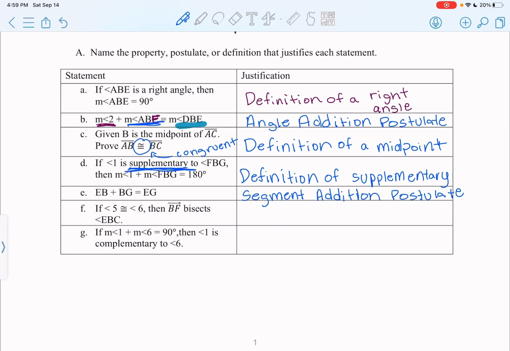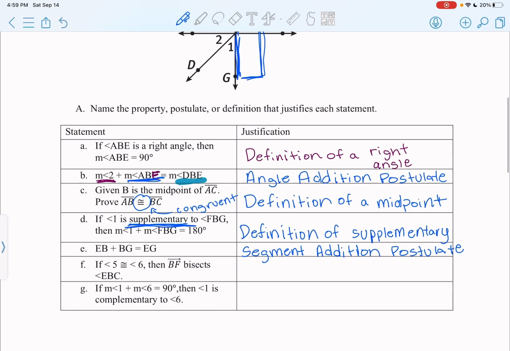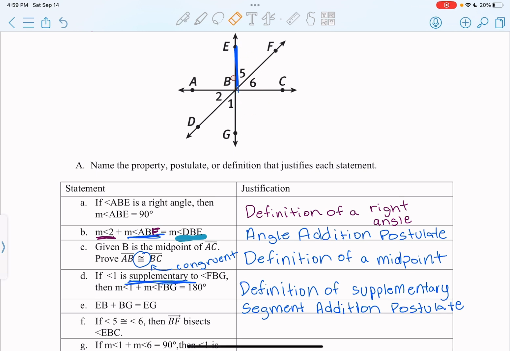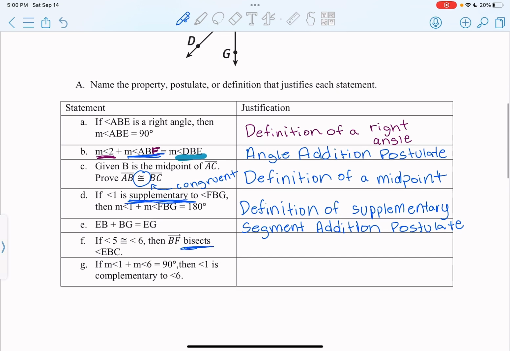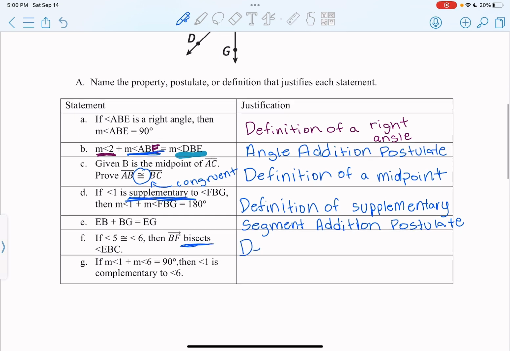In F, it says if angle 5 is congruent to angle 6, then BF bisects angle EBC. Remember, bisects means a ray that cuts an angle in half, creating 2 congruent angles. So if we know that angles 5 and 6 are congruent, that must mean that BF bisects angle EBC, because that's what it means to bisect an angle. That's the definition of bisects.